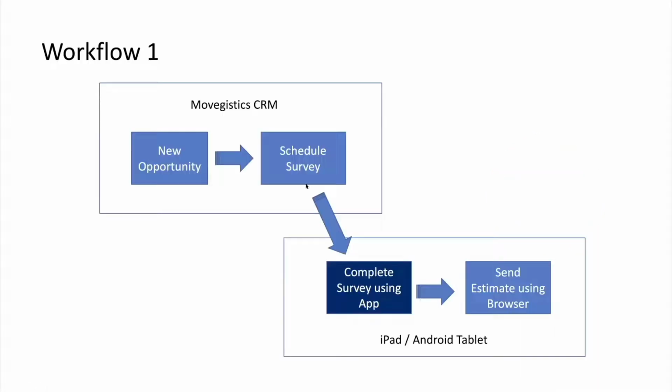So this is the first workflow. You see 2 boxes on my screen. The box on top is the CRM. The box on the bottom is your tablet or iPad. So you could start by creating a new opportunity in the CRM. You could schedule the appointment in the CRM and then complete the survey in the app and also send the estimate to the customer using the browser in the tablet. So that's your first workflow.